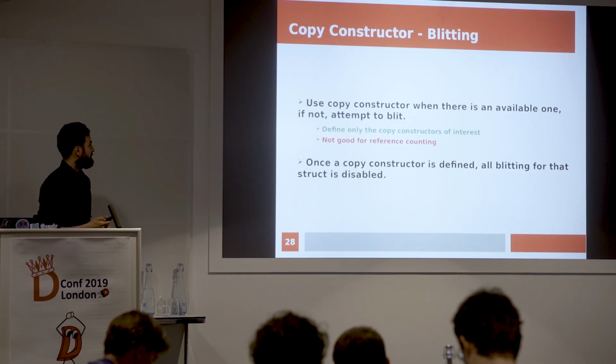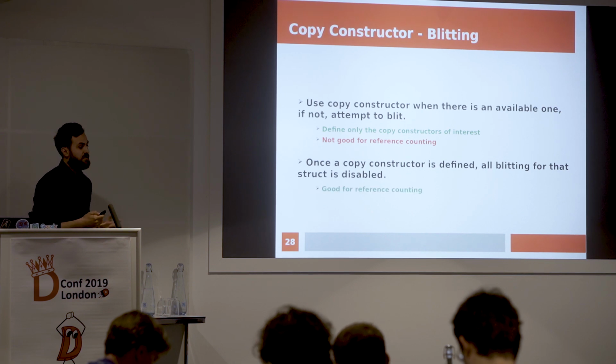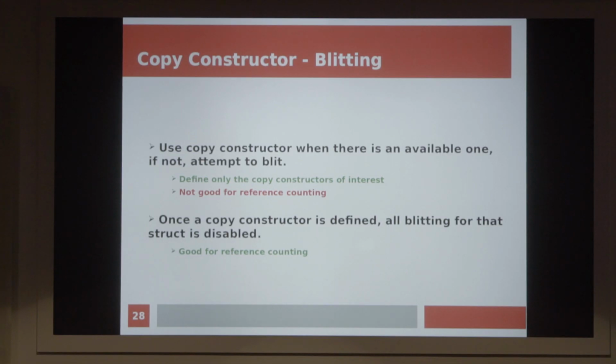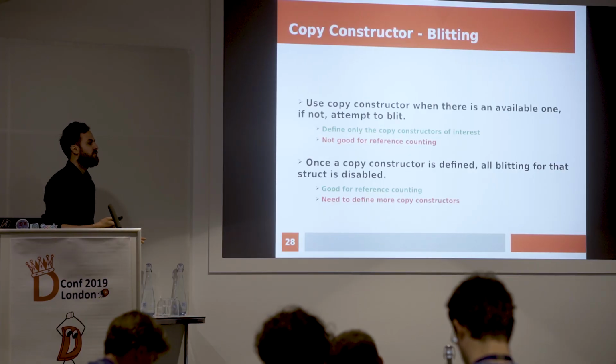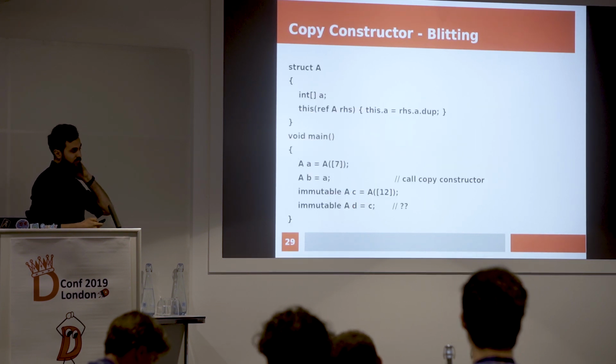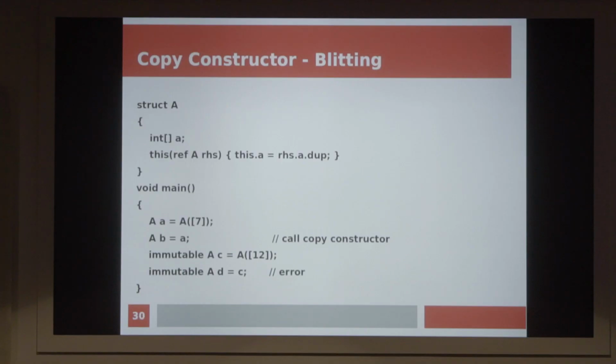The other strategy is that once a copy constructor is defined, all blitting for that struct is going to be disabled. Of course, this is good for reference counting because if you forget to define a copy constructor, once you want to call it, you're going to get an error. But it also has the disadvantage that you need to define a lot of copy constructors. But I think that the argument here is that once you have defined the copy constructor, you cannot simply assume that in some situation it's fine to do blitting, while in others you need the user to help you. So in this situation, you're going to get an error.